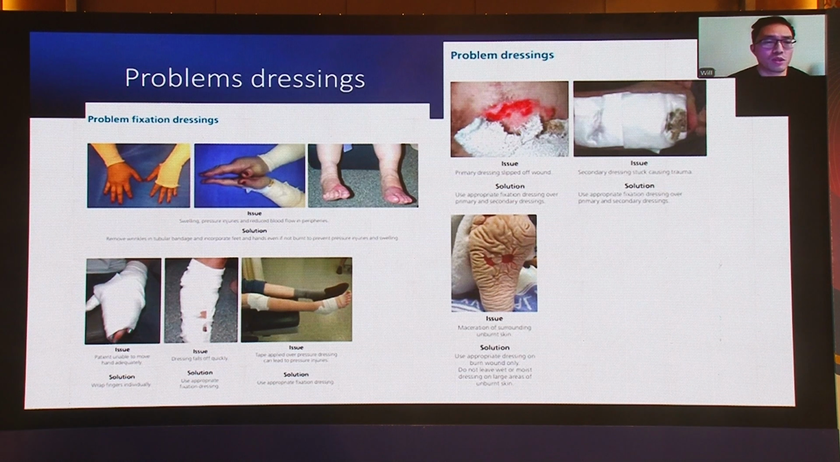So we want to ensure that there's enough pressure to reduce edema, but we don't want to cause so much that it reduces peripheral blood supply, as shown here. We don't want it to overextend and cover joints, to prevent them from actively moving. We also don't want them to be too loose, where the dressings fall off too quickly and expose the underlying wound. And we don't want a dry dressing or a dressing that will stick to the wound and cause a shearing effect when you change it.